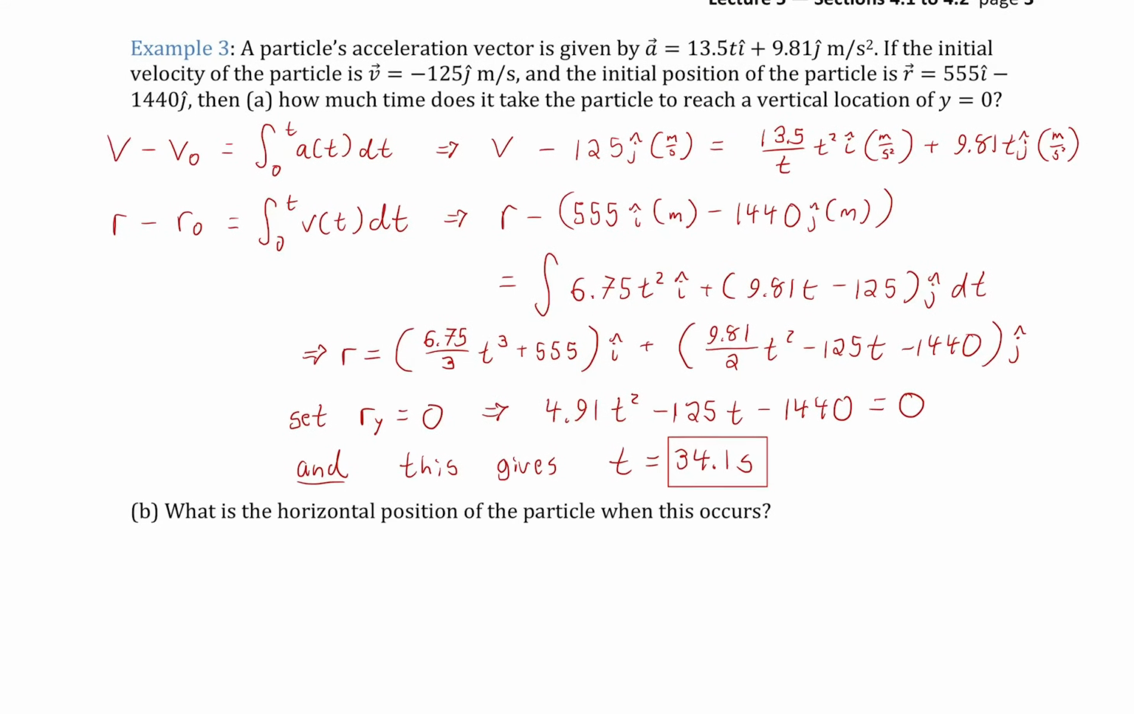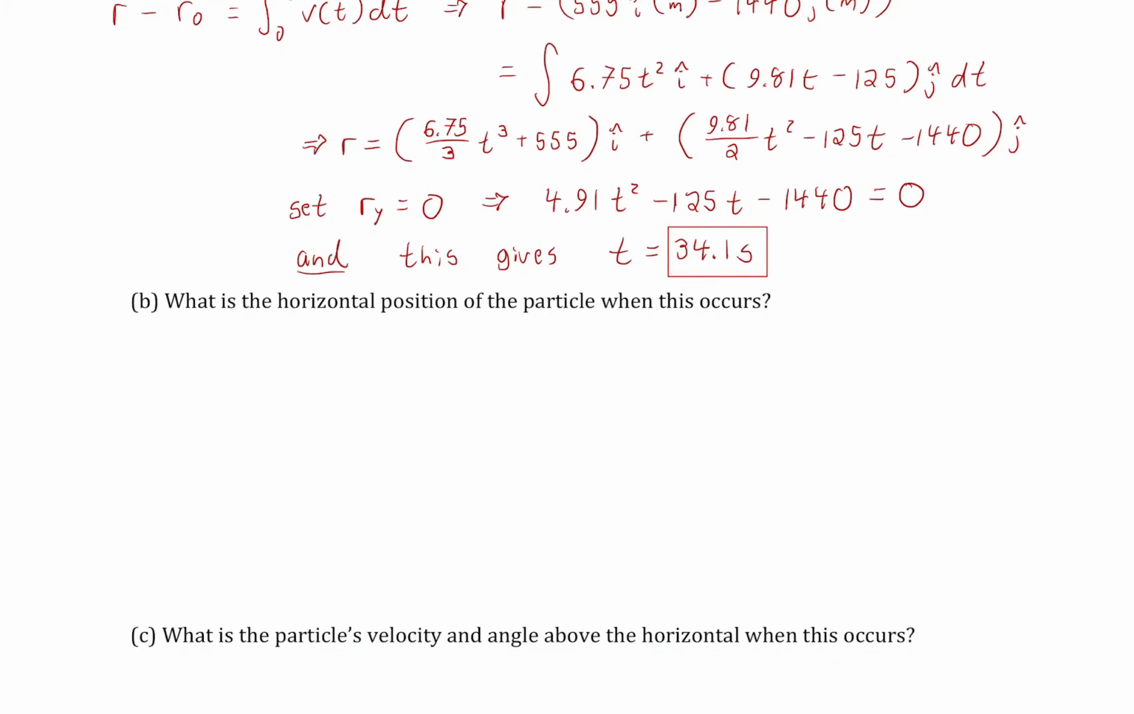Okay? All right. So then what is the horizontal position of the particle when this occurs? All I'm going to do now is feed forward the information that I solved from part A, the fact that I found that it takes 34.1 seconds, feed that into part B to find out how far it's gone after 34.1 seconds in the x direction, right? In the i hat direction. Okay, so then I'm just going to look at the x component of my position function vector.